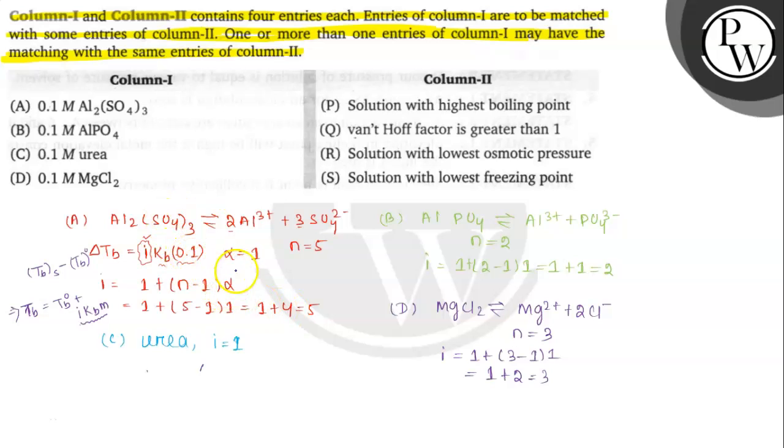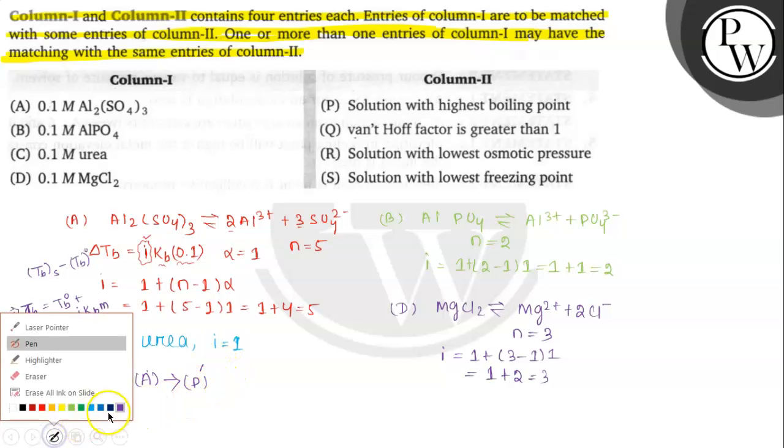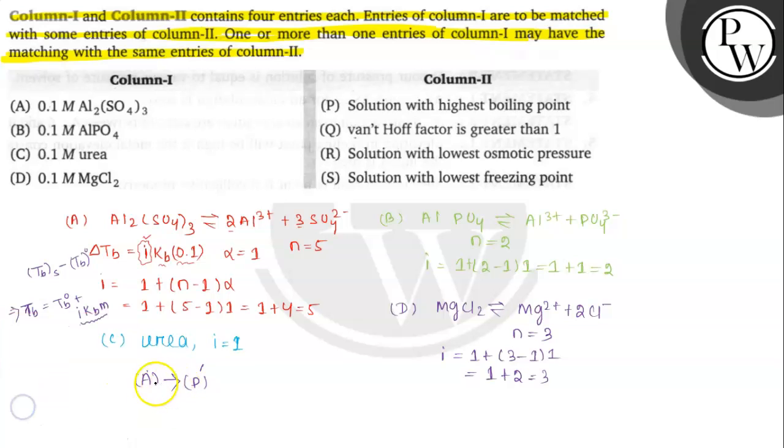That means A will match with P, because it has a higher boiling point as the van't Hoff factor value is more, that is 5. So A is matched with P. Now, the van't Hoff factor is greater than 1. So it is also true for A, because the van't Hoff factor is greater than 1, that is 5.